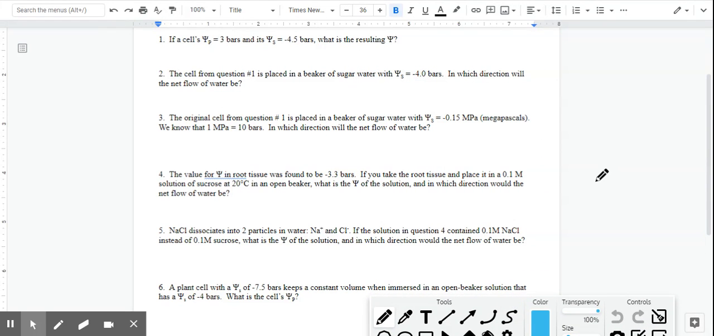Today we're going to be going over some of our calculations for water potential. This is going to be from our practice worksheet here for water potential. Let's start at the top. Actually, I'm going to write in some of our equations.